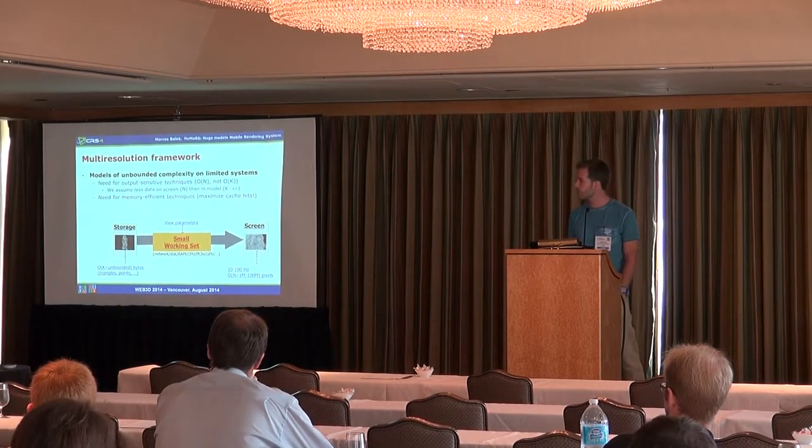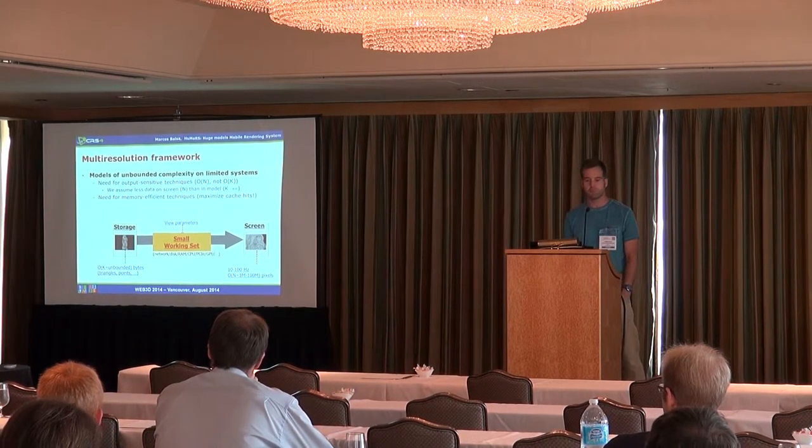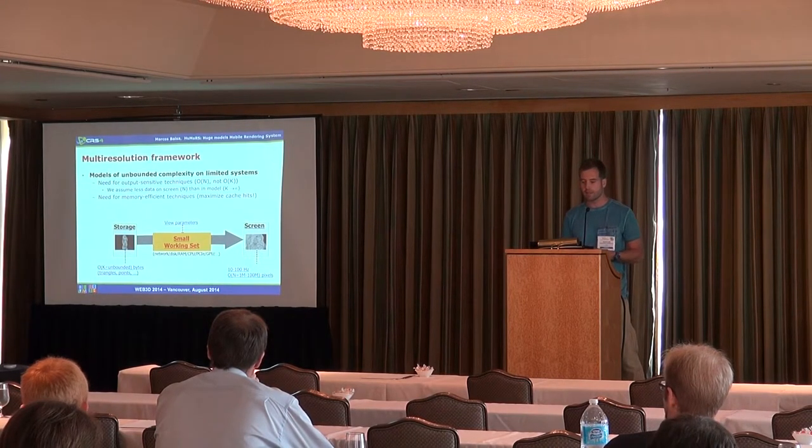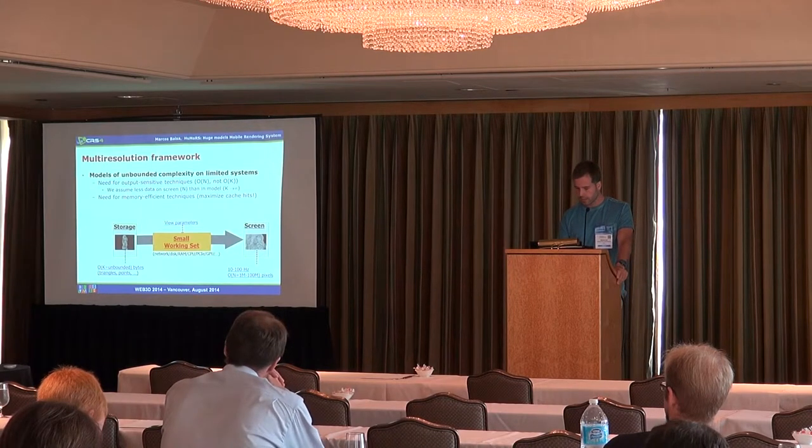Imagine that you have in storage gigabytes or terabytes of information. You have the view parameters of the camera which determine the viewing region, and a screen which could be, for instance, 1 million pixels. That would mean that at most you should need one triangle per pixel, so 1 million triangles. Typically it's a few pixels per triangle, so it's more or less simple.